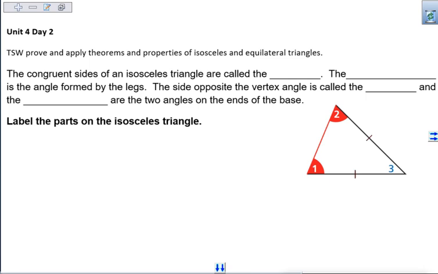Isosceles and equilateral triangles. First, we're looking at isosceles triangles. Remember that isosceles triangles have two congruent sides, and those congruent sides are the legs of your triangle. So, in the picture down here, the ones with the tick marks are our legs. The angle that is being made by those two legs is the vertex angle.